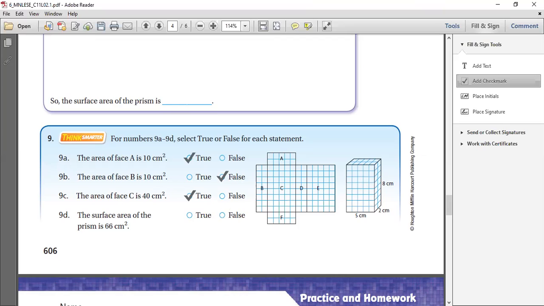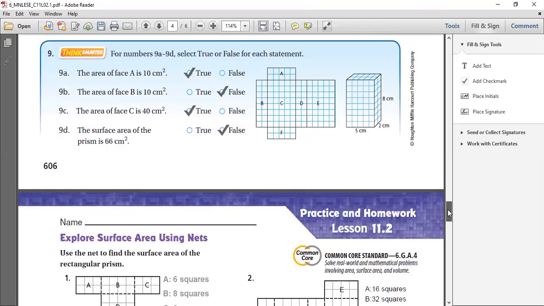It is impossible. So sometimes rather than solving and finding it out, you have to think in a smart way too. It is impossible for this whole figure to have 66 square centimeter surface area, whereas one whole rectangle face is 40, another whole is 40, so it's impossible. So that's going to be a false one.